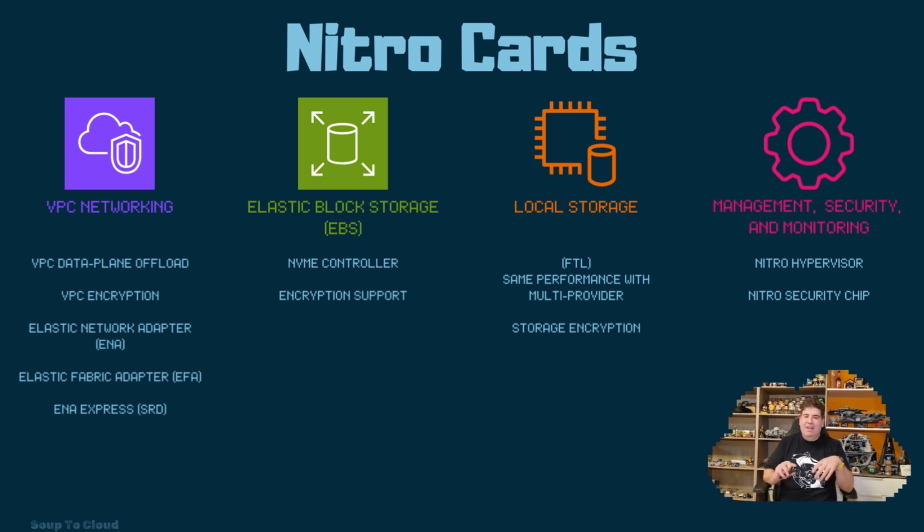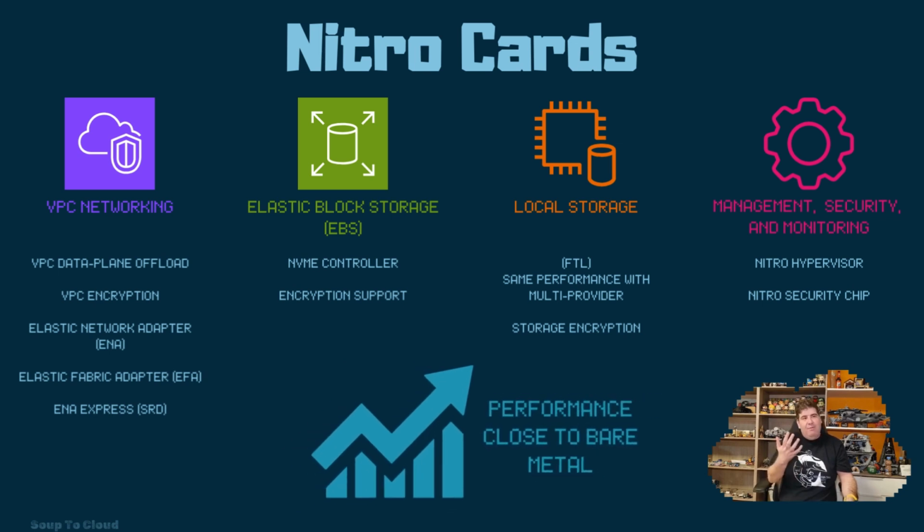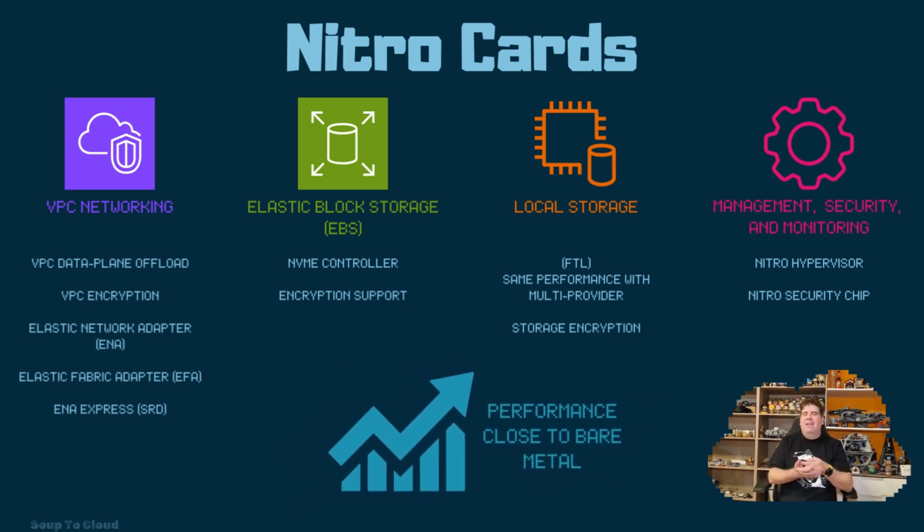Okay, that is the Nitro hypervisor card, or the Nitro security chip, and it manages all things when you need to talk with the hypervisor, when you need to attach a volume, when you need to add a network interface. That is the card. And the most important thing is that the performance is close to bare metal. With this card, the performance is amazing.